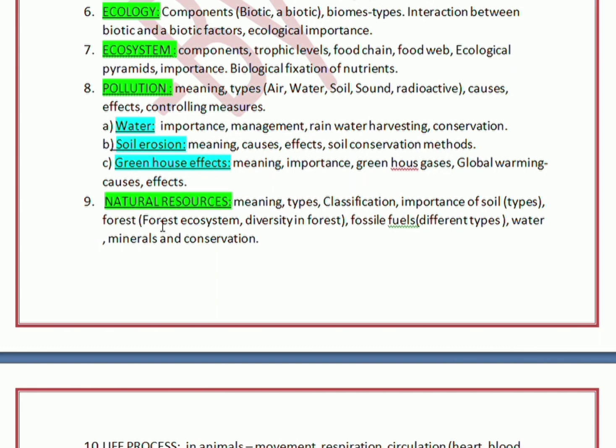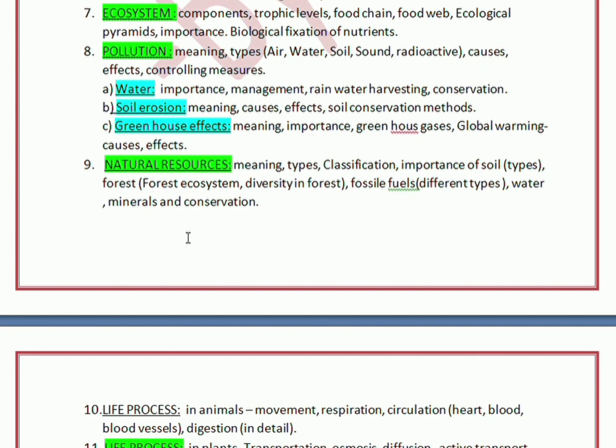Coming to the ninth chapter, what you are having is natural resources: meaning, type, classification, importance of soil. In natural resources, soil is also one type of natural resource. In that, specially, you have to learn about the soil types along with the forest types. In the forest ecosystem, diversity in forest, fossil fuels like coal, petroleum and different types of fossil fuels, water, minerals, and conservation methods also you have to learn in natural resources.